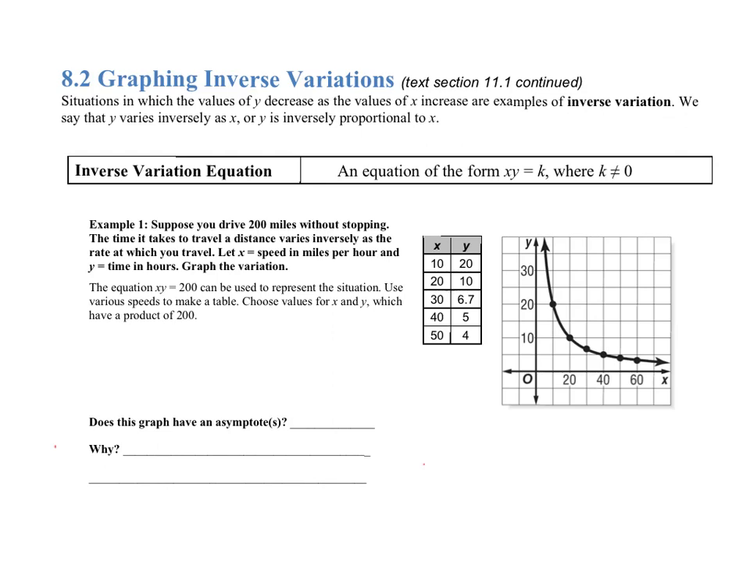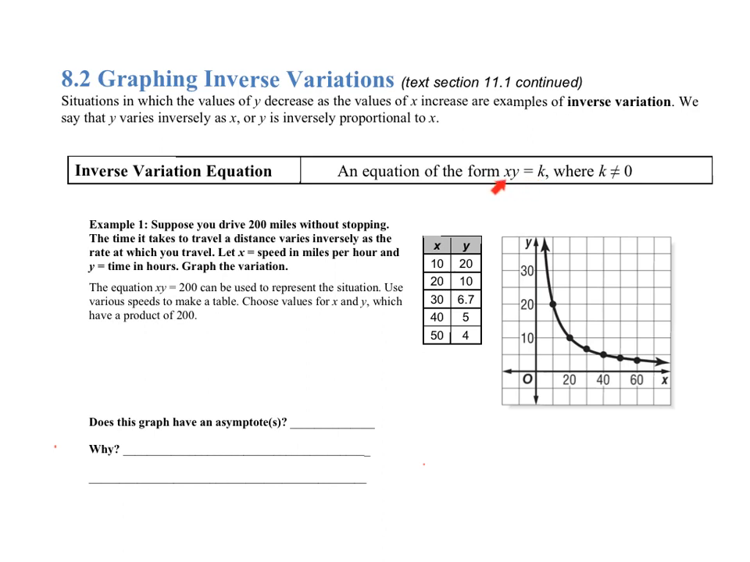All right, let's check it out. 8.2, graphing inverse variations. An inverse variation is simply a relationship between two variables where if I multiply those two variables together, I always end up with the same constant.